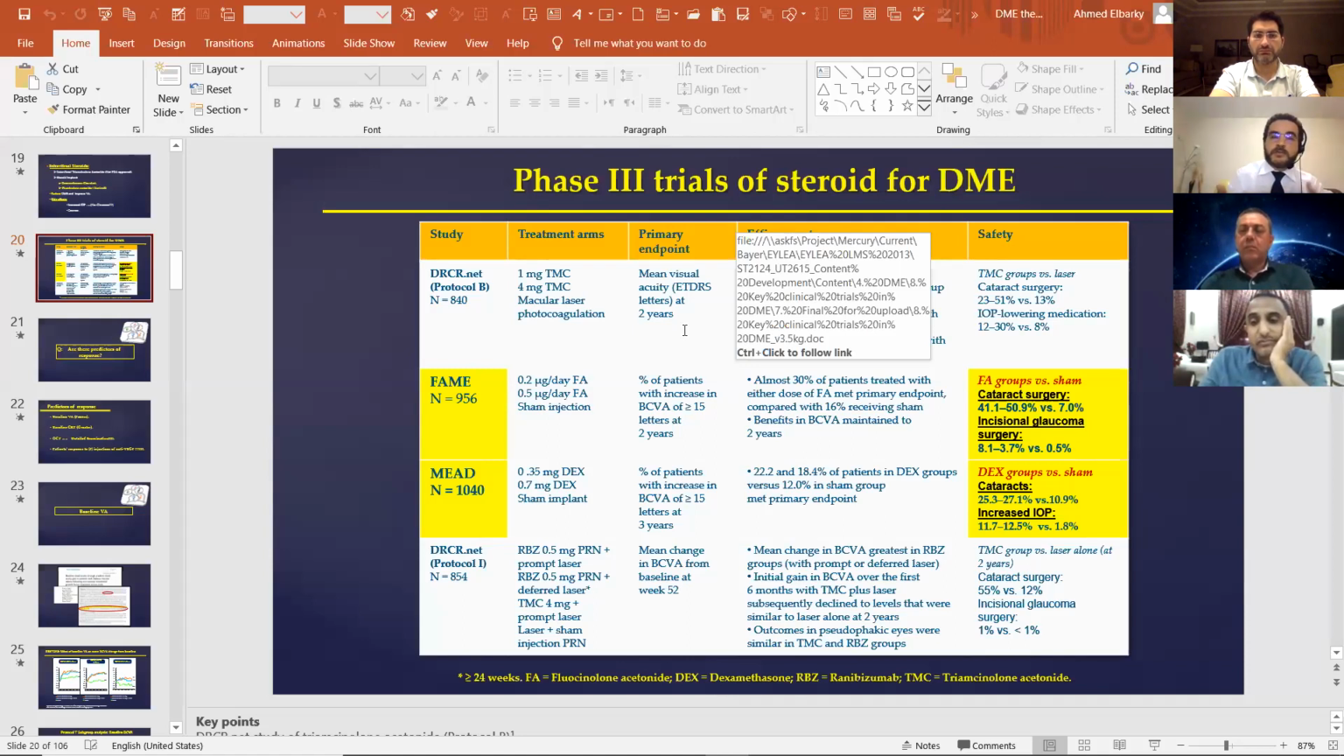So this is a good point. Can you tell me, if you want to switch, what is your protocol from aflibercept or whatever? After how many injections of ranibizumab do you switch, and for how long are you going to use the new aflibercept? Do you consider it a naive patient, or do you count from the first injection of Lucentis or ranibizumab?